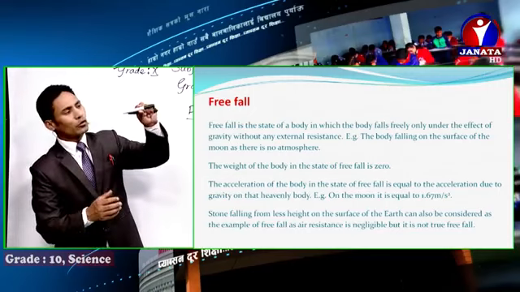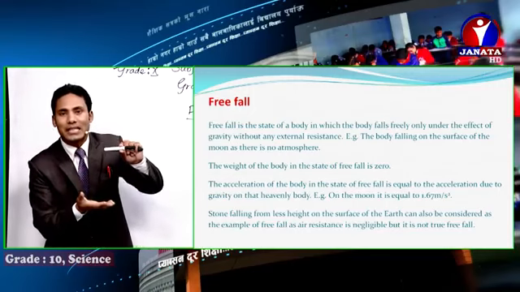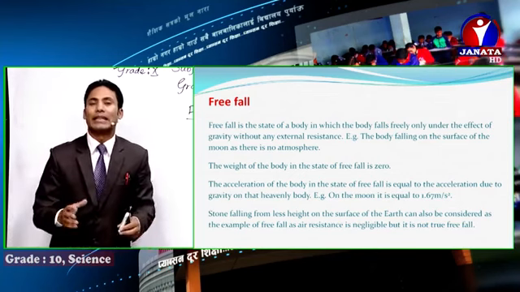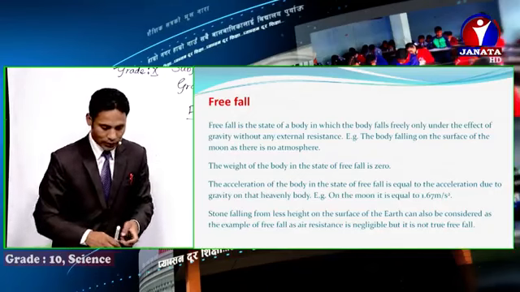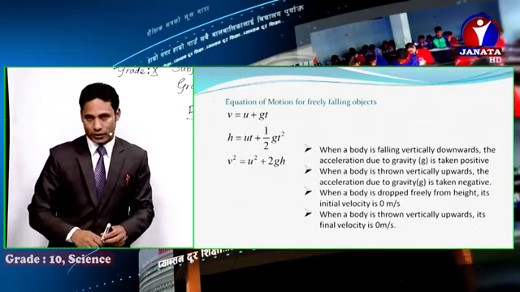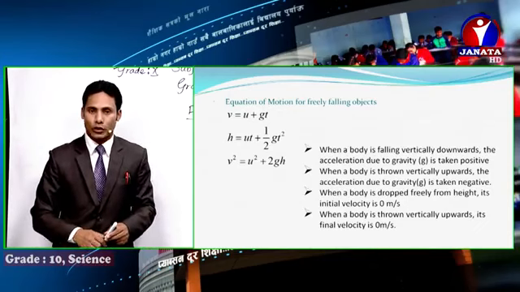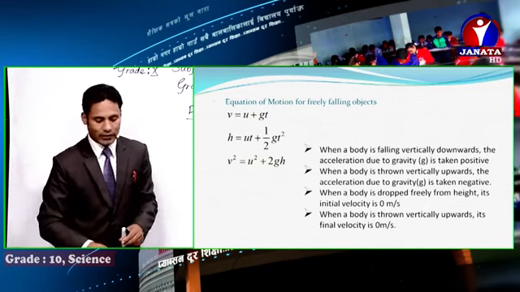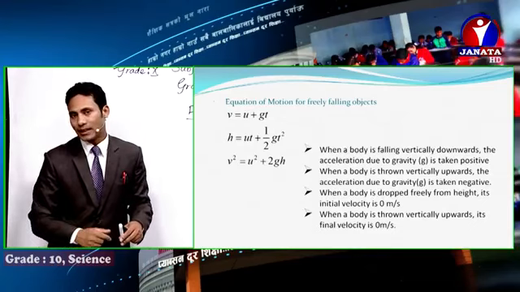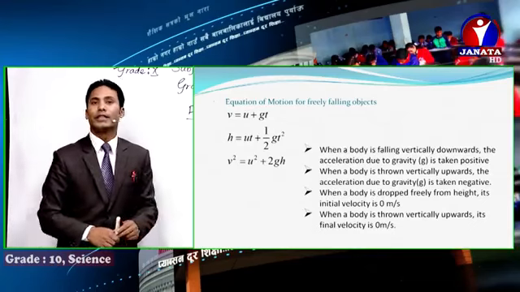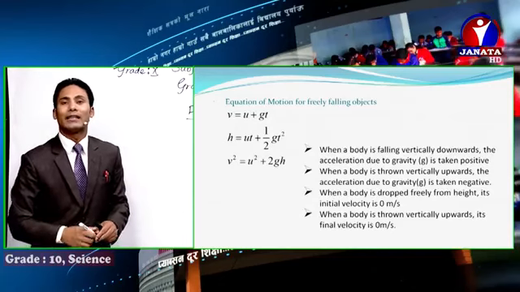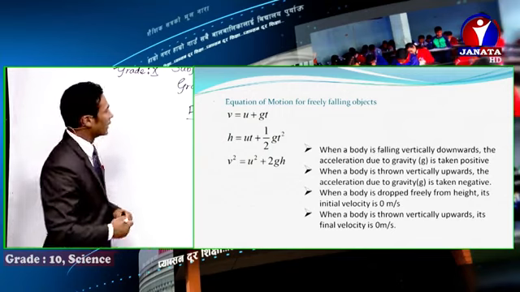But whenever we let the object fall from a small distance, then that can be considered as free fall because the air resistance will be negligible in that condition. So this is about free fall, right? And the equations of motion, or modified forms of the equations of motion, can be used for calculating the velocity or the height in the case of a freely falling object, which we have also discussed in grade 9. That equation is modified for the freely falling object.